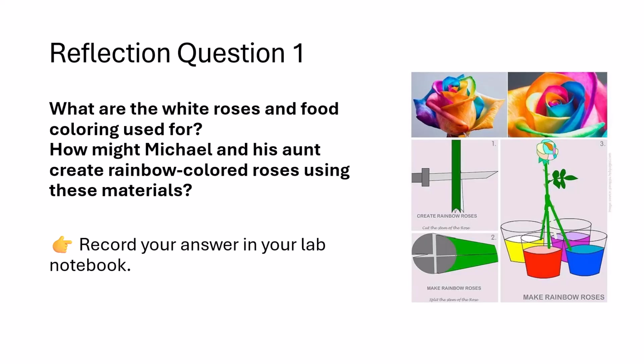Think about what part of the rose would be placed in the colored solution and how the dye might move from that point to the petals. If water normally moves from the base of the stem to the flower, what would happen if that water contained a colored substance? What path would it follow inside the stem? When you resume, we'll move on to the next question.